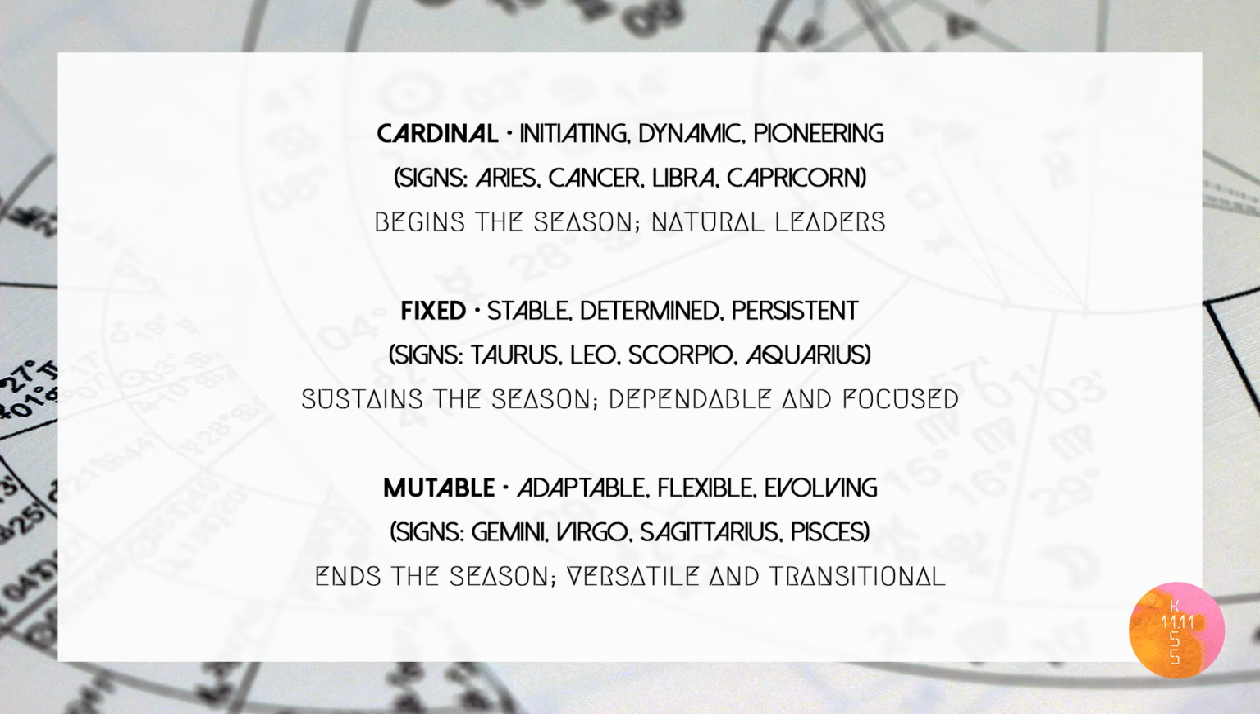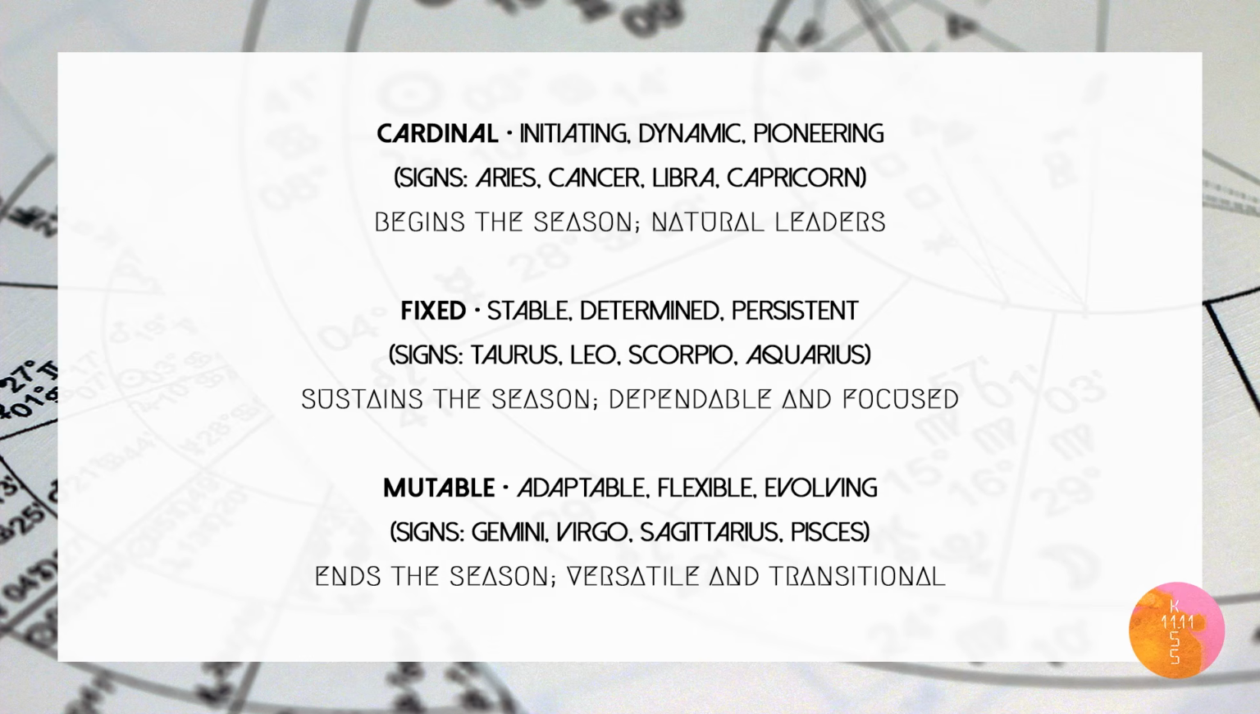The 4 cardinal signs are Aries, Cancer, Libra, and Capricorn. These signs mark the start of each season. Aries initiates spring, Cancer ushers in summer, Libra begins fall, and Capricorn starts winter. Cardinal energy is bold, directive, and future-focused. These signs are the pioneers and trendsetters of the zodiac, driven to lead, initiate, and spark new cycles. Their strength lies in their ability to take charge and create momentum.